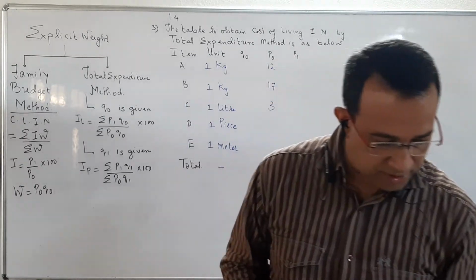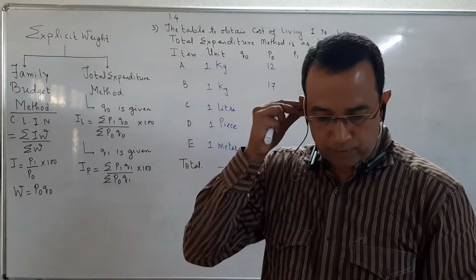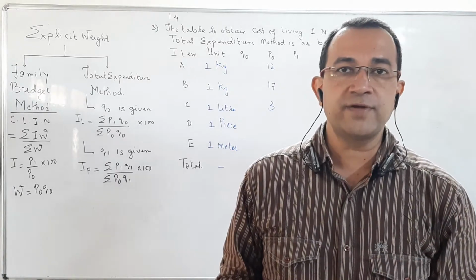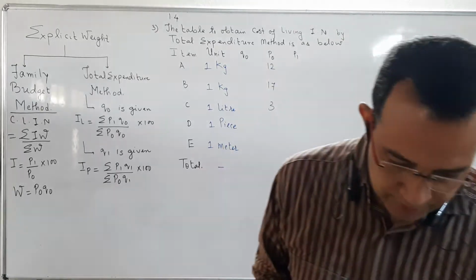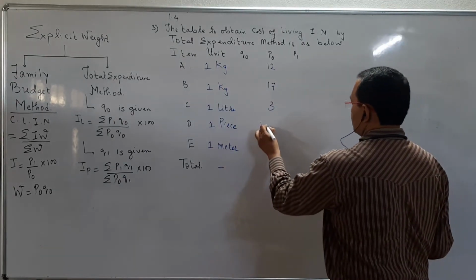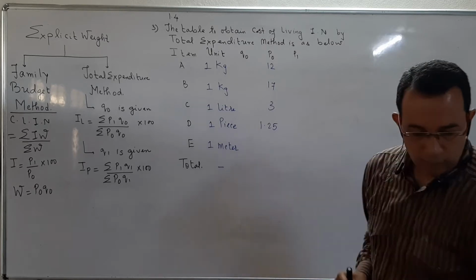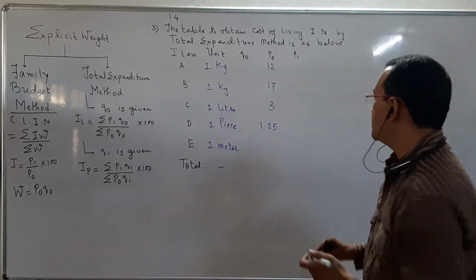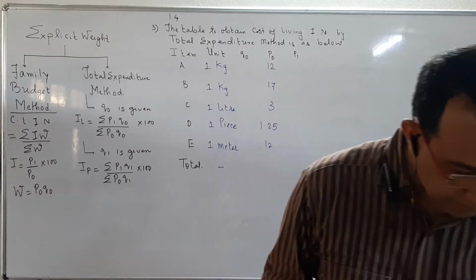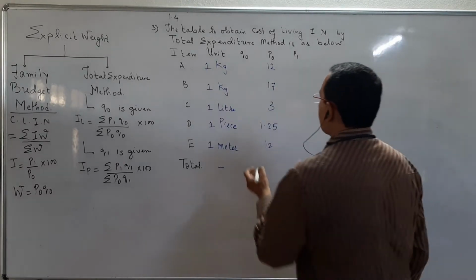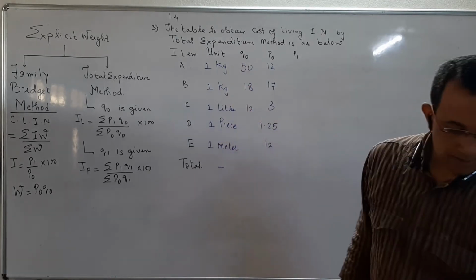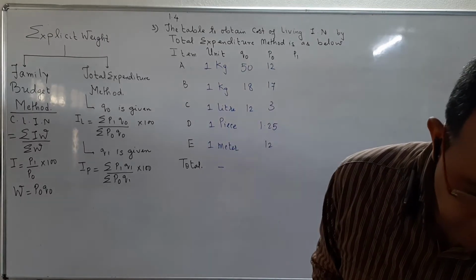Then 1 dozen is costing 15 rupees. So per piece, it is how much? 15 divided by 12. Students, what is 15 divided by 12? Then students, the answer is 1.25. Then 1 meter is costing 12 rupees as it is. Quantity, there is no change. 15, 18, 12. Then 20 and then 14.